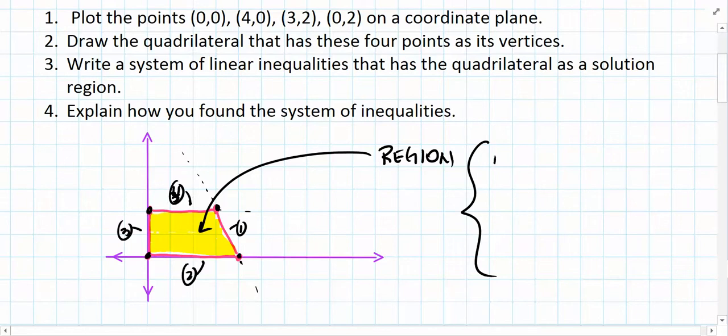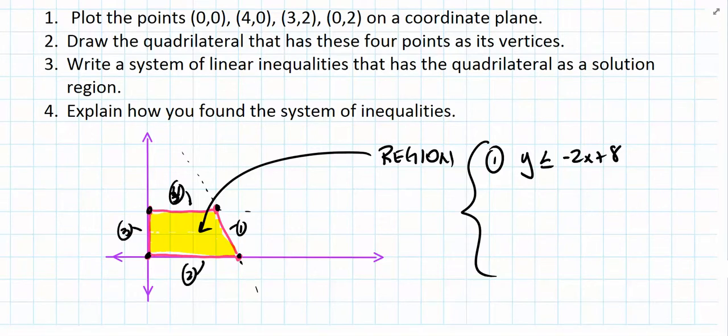So what did you get for line segment number 1? I got y is less than or equal to negative 2x plus 8. How did you get that? Just from the 2 dots, you could find the slope quite easily, rise over run. Then I continued the line and saw that it intercepted the y-axis at 8. Fair enough.